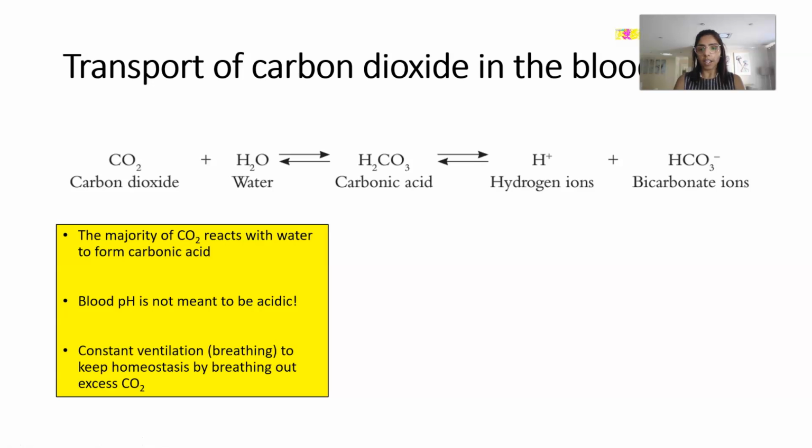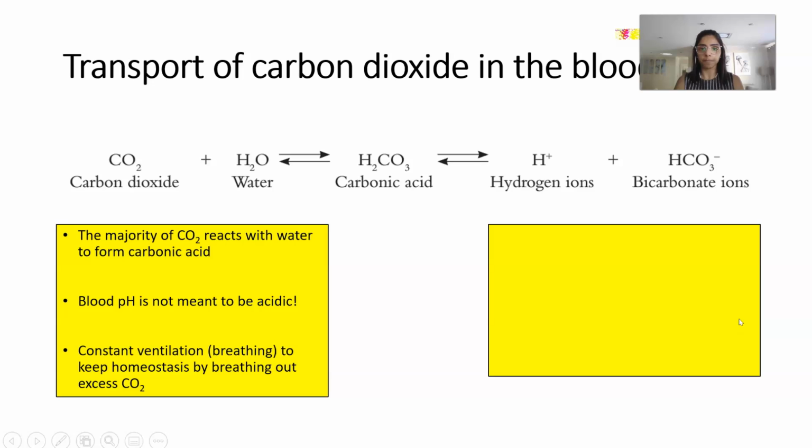So this is just a little summary of what we've talked about so far. Now, through constant ventilation, which of course is breathing in and out, we maintain balance, which we refer to in biology as homeostasis, by getting rid of that excess carbon dioxide, because we really don't want to have too much acid in our blood at any one time.